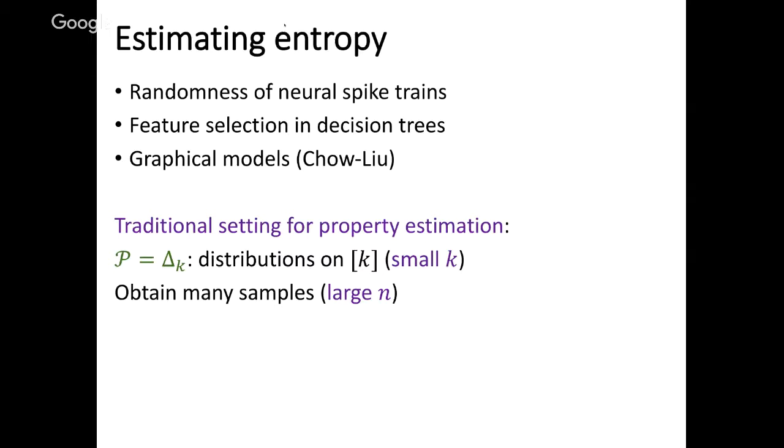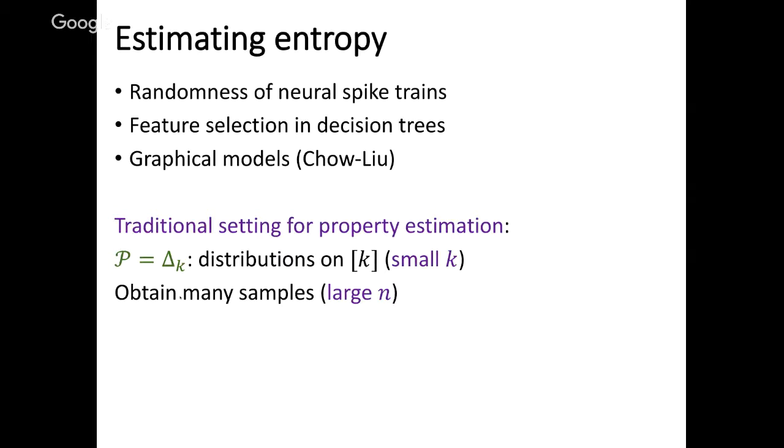And in fact, this is the setting in which most of the property estimation has been studied, perhaps a decade or before that. You assume that the underlying distribution comes from a discrete distribution over some set of k elements, and you assume that this k is small, like tossing a coin, rolling a die. And you obtain many, many samples from this distribution, and your goal is to then estimate this property f. So that's the traditional setting.